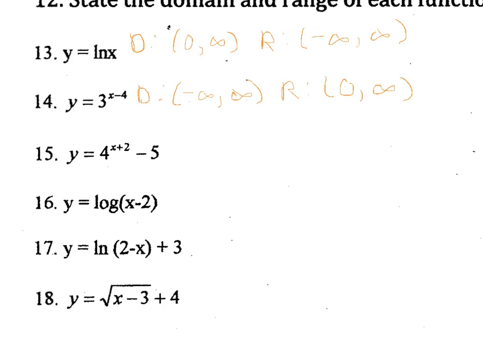15 is also an exponential, so its domain will be negative infinity to infinity. And it does have a horizontal asymptote at negative 5, since that's the number in the back. So its range will be negative 5 to infinity.